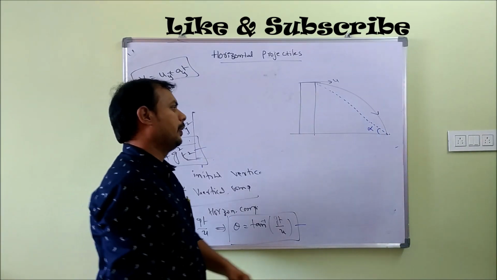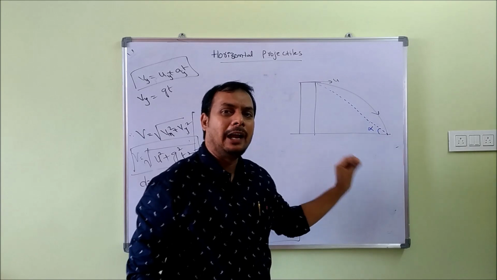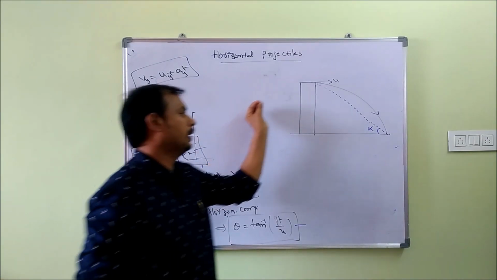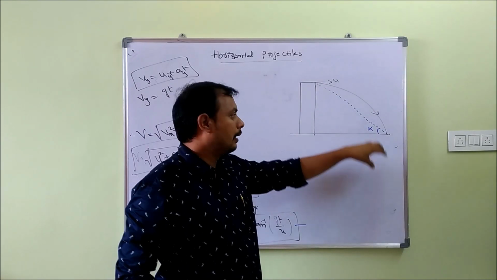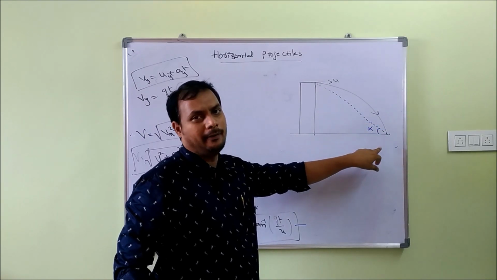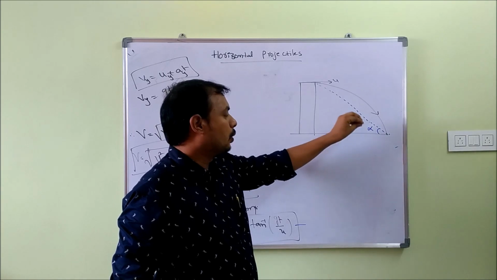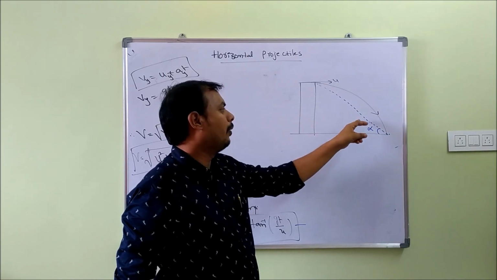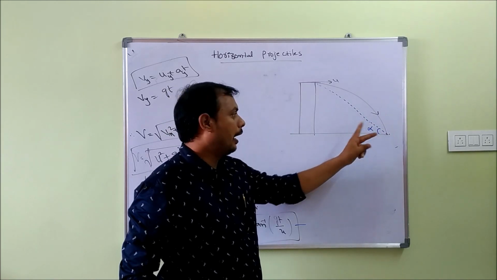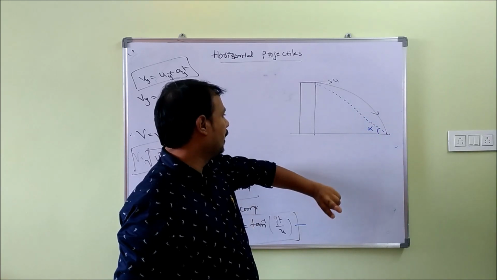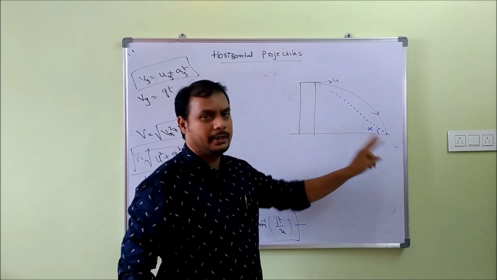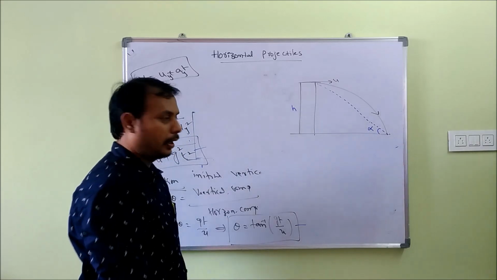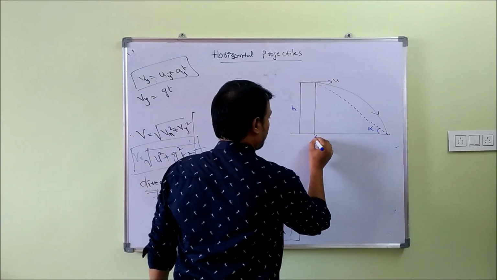What is the relation between this angle of elevation alpha and theta? Theta means when the body impacts the ground, the velocity makes an angle theta with respect to the ground. So I am deriving the relation between the angle of elevation alpha and the angle theta when it reaches the ground. This is the height h, and this is the range r.